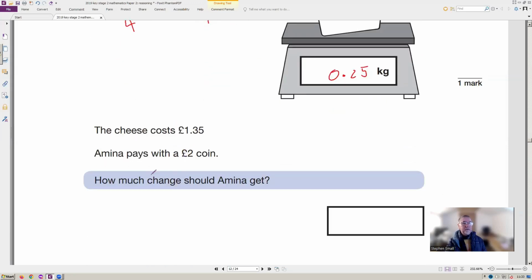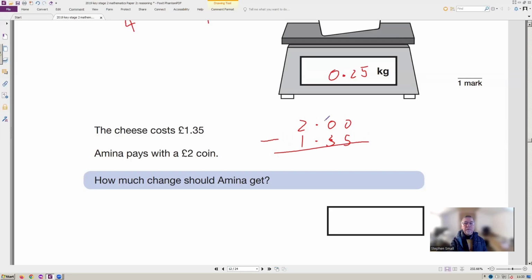Cheese costs £1.35. Amina pays with a £2 coin. How much change should she get? Well, I can see that's going to be 65 pence, but the way you do it is you go £2 minus the 1.35.